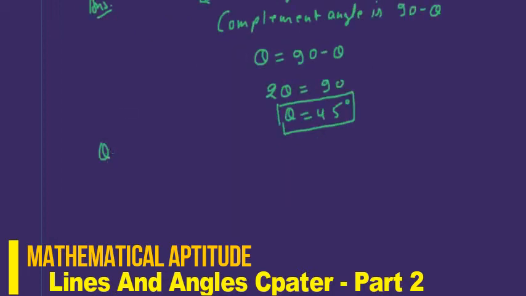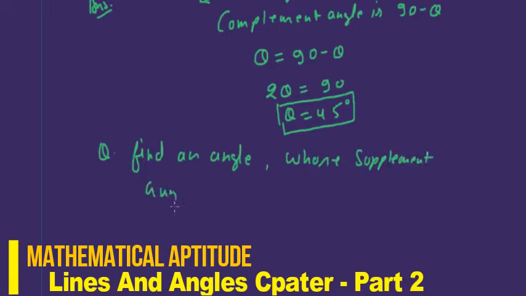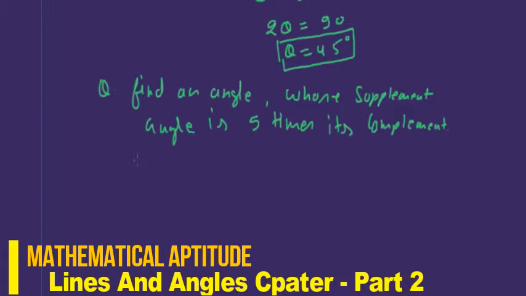We solved some problems. Now, find an angle whose supplement is 5 times its complement. Now, to do this problem, again we assume that the angle is theta.